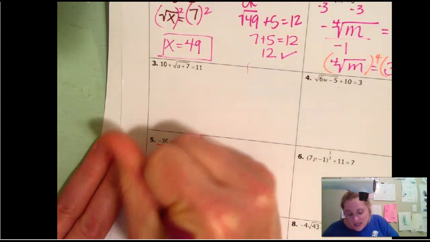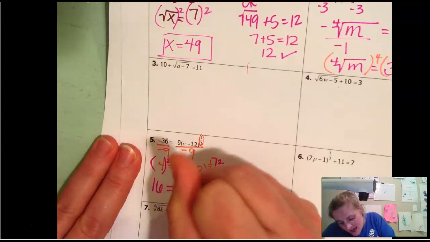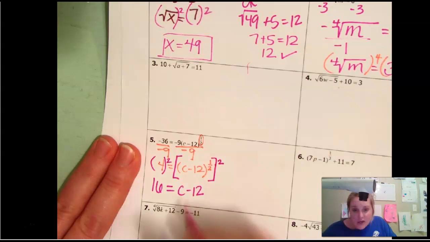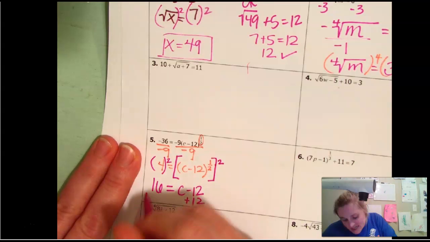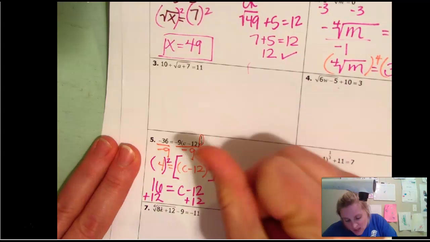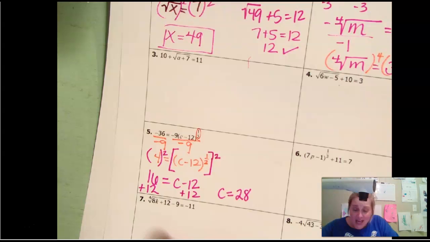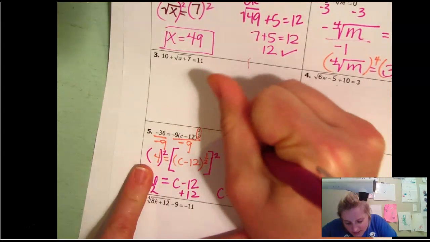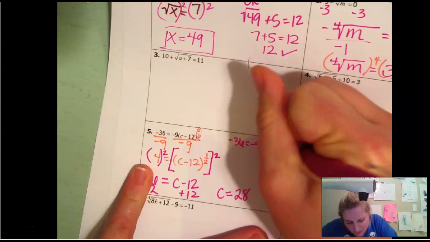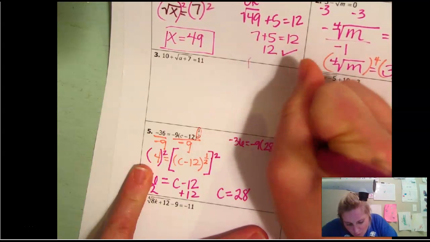So that gives me 16. I just canceled out the 1/2. So C minus 12 equals 16. I add 12 to both sides, so C equals 28. Again, I have to check. So, negative 36 equals negative 9 in parentheses, 28 minus 12 to the 1/2 power.